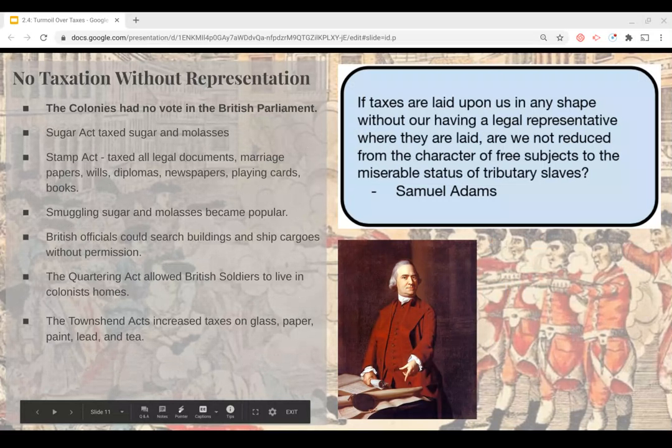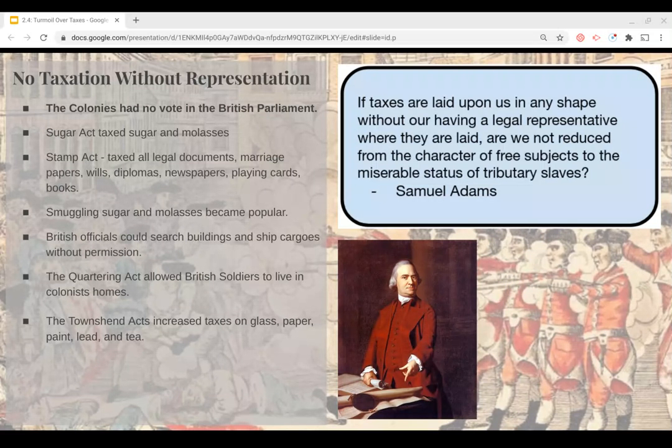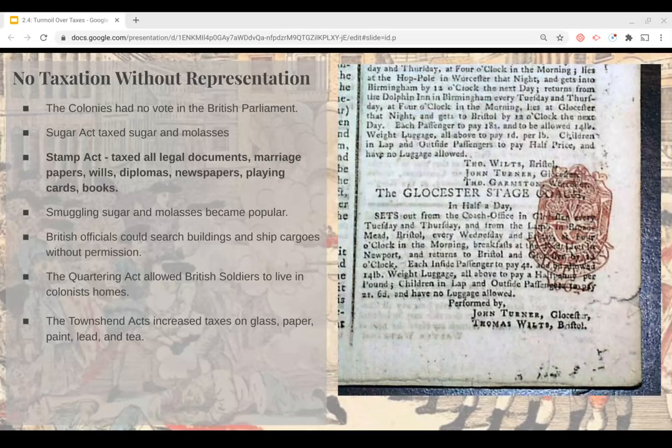Samuel Adams, which was actually one of the guys who organized the Boston Tea Party later on, said that if taxes are laid upon us or made that we have to pay them in any shape without having our legal representation or a vote, where they are laid, we are not reduced from character of free subjects to the miserable status of tributary slaves. In other words, if we have to pay taxes or follow laws that we don't have a voice on, we're essentially slaves. We don't have a voice. We don't have representation. Might have been the extreme statement, but I understand the sentiment.